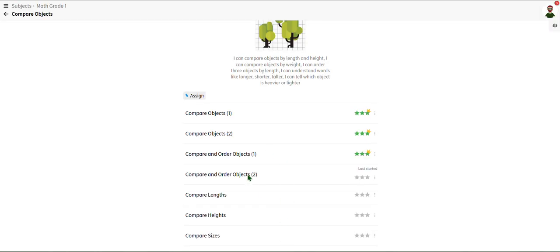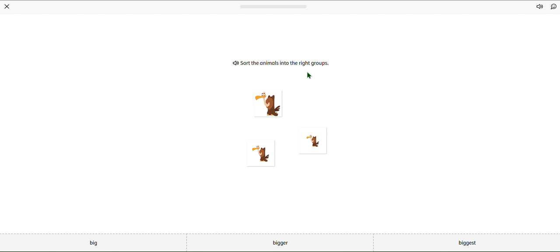Sort the animals into the right groups. Let's try that again. Sort the animals into the right group. So, big, bigger, biggest. Big is going to be the smallest of these, so that's going to be this one. Bigger is going to be the middle, and biggest is going to be the largest one that we have.